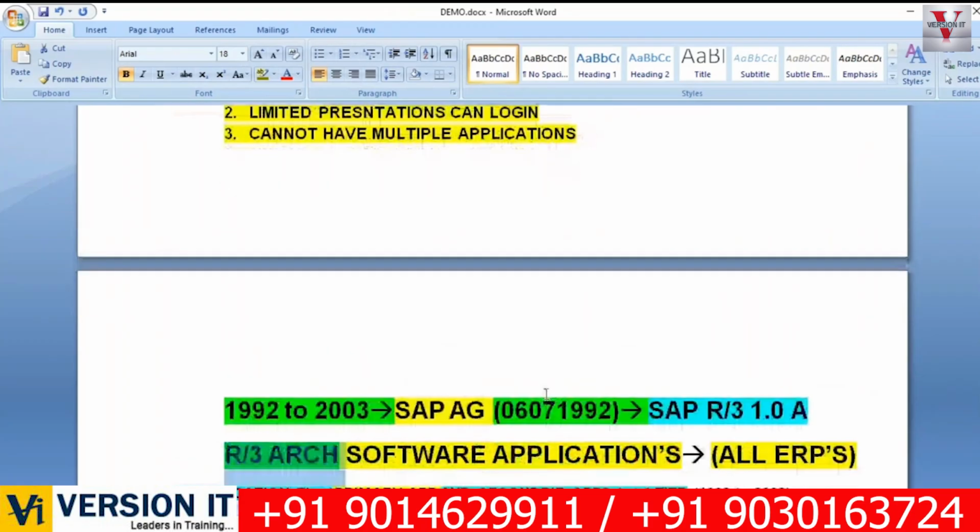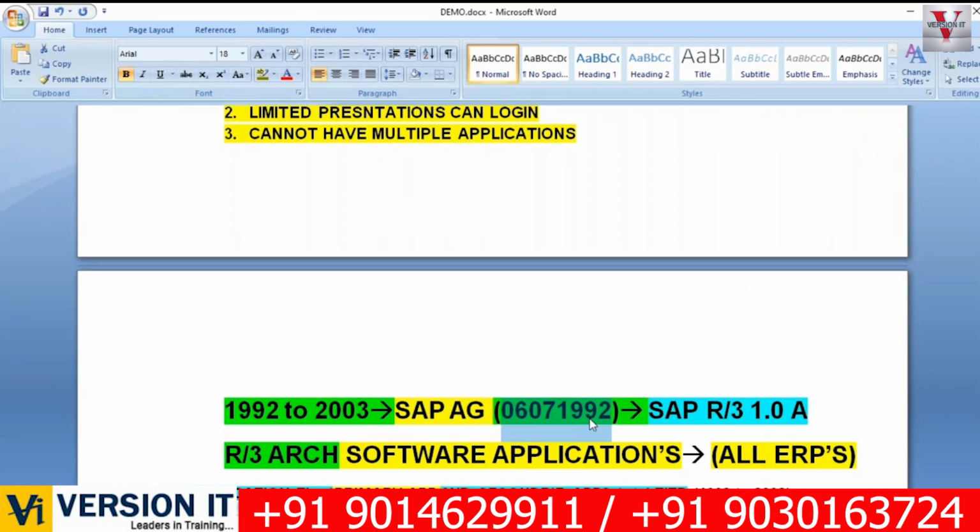R3 architecture. And when this R3 architecture software was designed, and who designed it? And when they designed their software and released it to the world, on which date? 06/07, 6th of July 1972. What is this month? How many days have we passed since SAP's birthday? Yes or no? Yes. A very big celebration has happened.